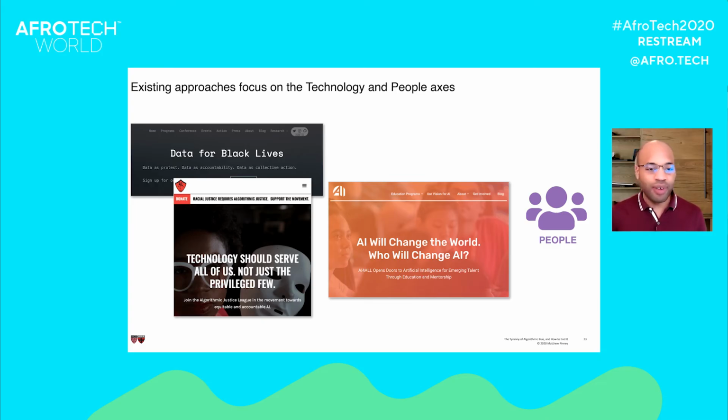On the people front, right, we have a lot of existing organizations that are tackling education and tackling the social movement component of this as well. Just to name a few of the organizations that are doing many great things, we have Data for Black Lives and the Algorithmic Justice League that are tackling that social movements and social activism approach to encouraging algorithmic fairness. And then there's also an organization called AI for All that is tackling the education.